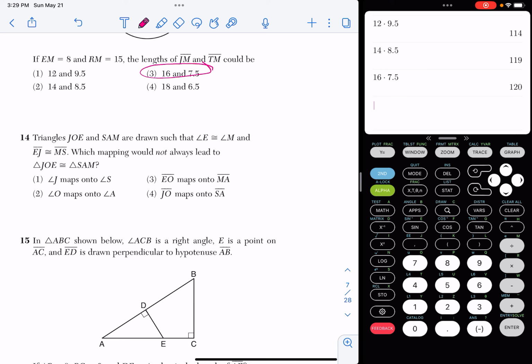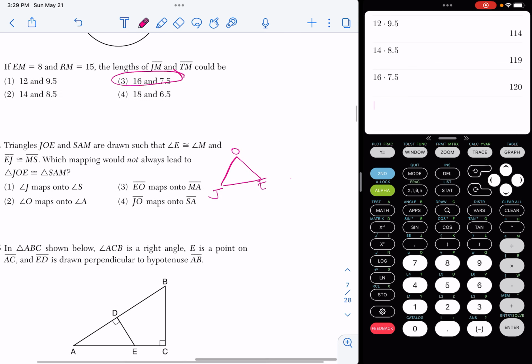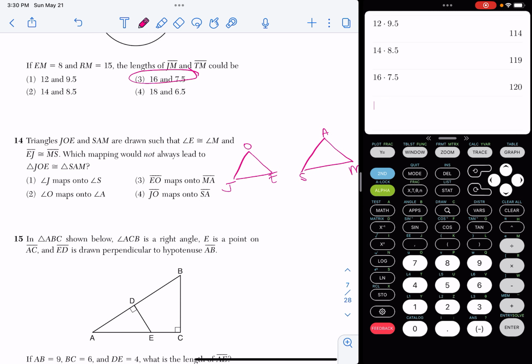14. Triangles JOE and SAM are drawn such that E is congruent to M and EJ is congruent to MS. Which mapping would not always lead to triangle JOE congruent to triangle SAM? All right, let's draw a picture so we can see what this looks like. When you label your picture, just make sure that the letters are corresponding. Doesn't really matter so much what your triangles look like. But JOE, think about how you label it, and SAM, label it in the same manner.